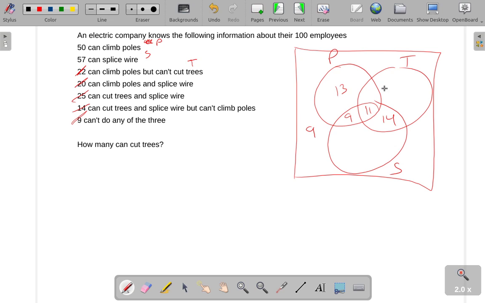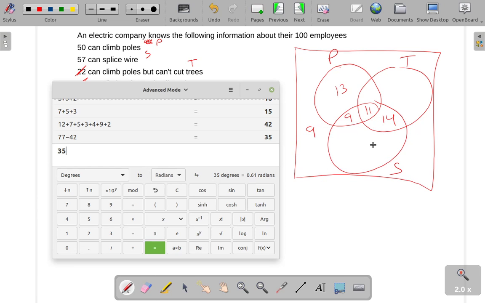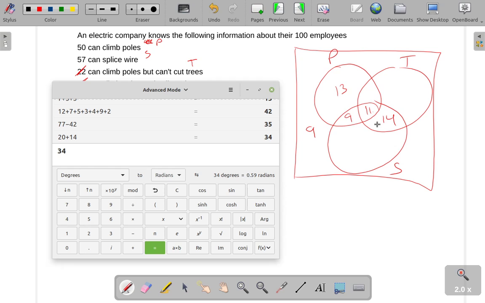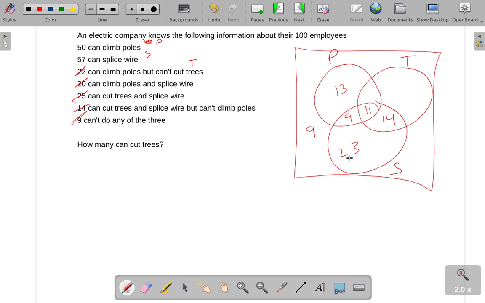57 can splice wires. It looks like we know everything about splice wires except this one region, so that's good. There are 9 plus 11 plus 14, so that means there's 34 people accounted for. 57 minus 34 is 23. Must be 23 there.